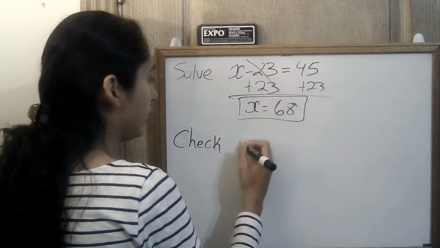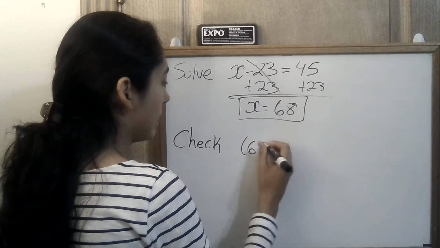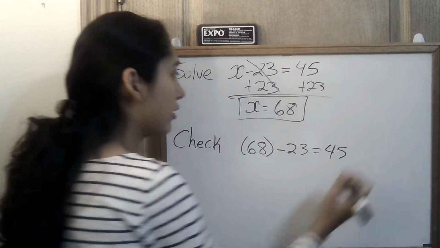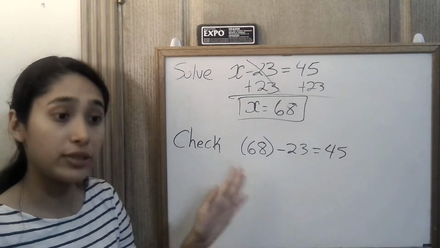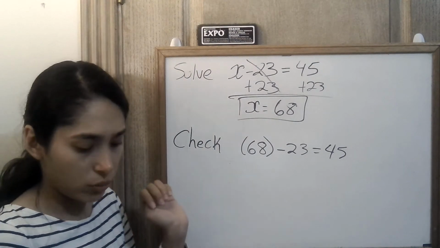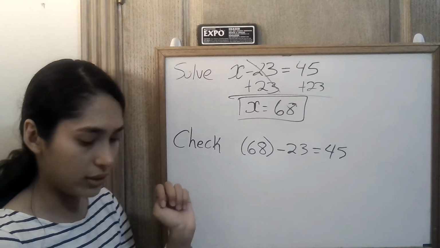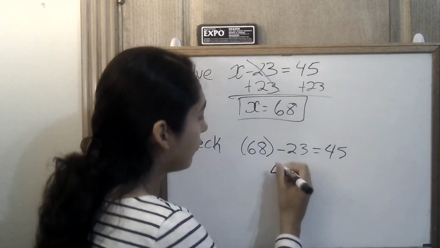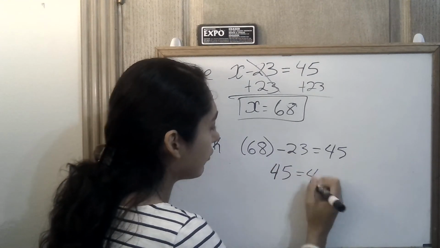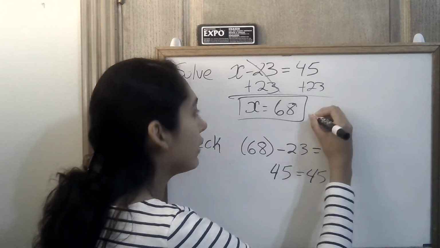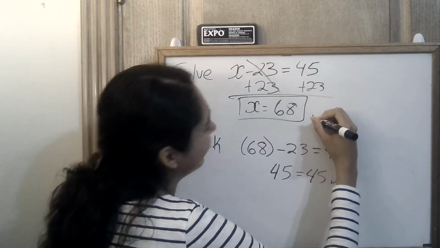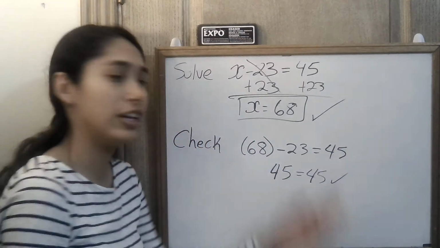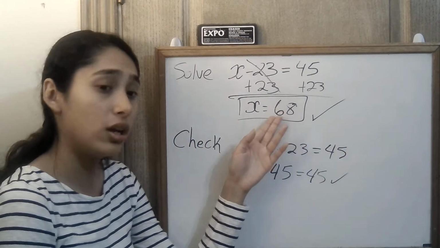So we will just plug in. 68 minus 23 is equal to 45. Here is an equation. We're going to see if it's true or not. So we plug it in. 68 minus 23 is indeed 45. So 45 equal to 45 is indeed true. So if I want to be extra check worthy, I can add another check up here. Knowing not only did I solve, I also check.